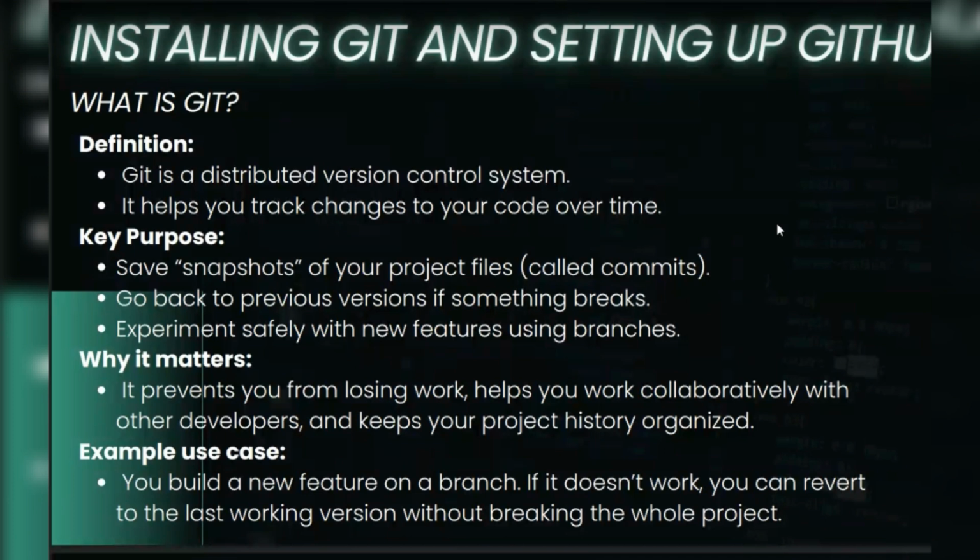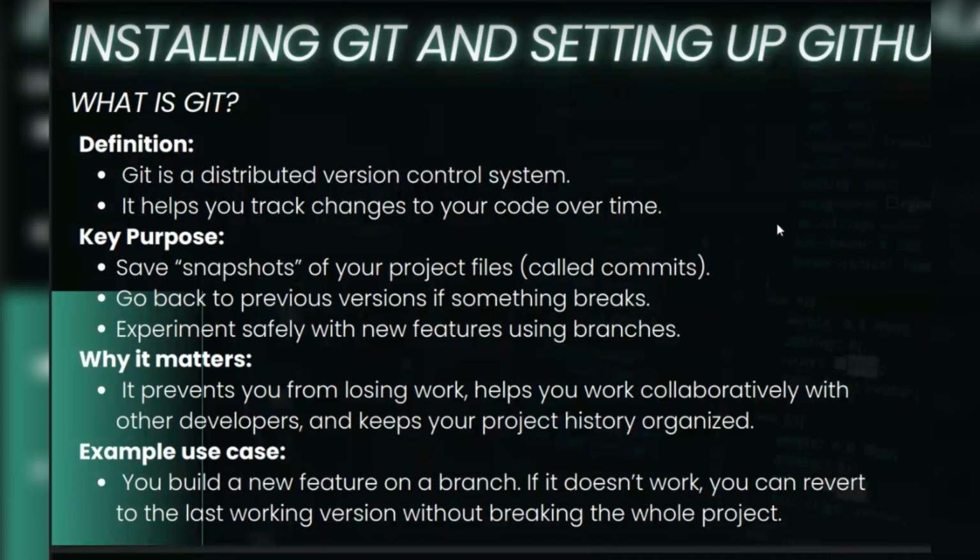Now, the key purpose of Git is that it saves snapshots of your project files, called commits. You could go back to the previous version if something breaks, and experiment safely with new features using branches. For instance, you develop a website that has a particular feature, and you want to upgrade the feature. You could make branches on your GitHub account where you can keep new features. When you compare the new feature and the old feature together, you can easily know the one that is better for you. If you feel the previous one is better, you could go back to the previous version. But if you think the new one is better, you could replace the previous version.